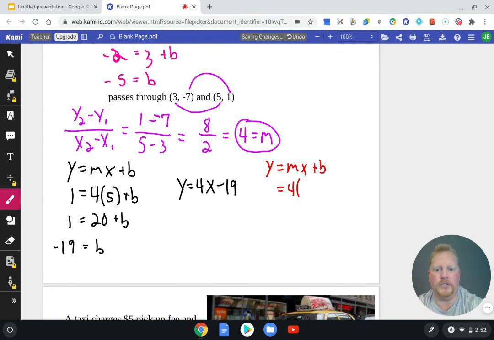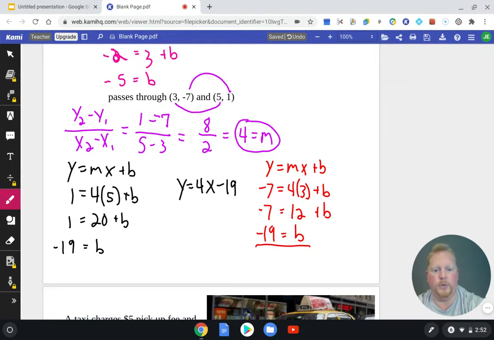My x value is 3, and my y value is negative 7. And keep that plus b in there. 4 times 3 is 12. Subtract the 12 from both sides, and you get negative 19.